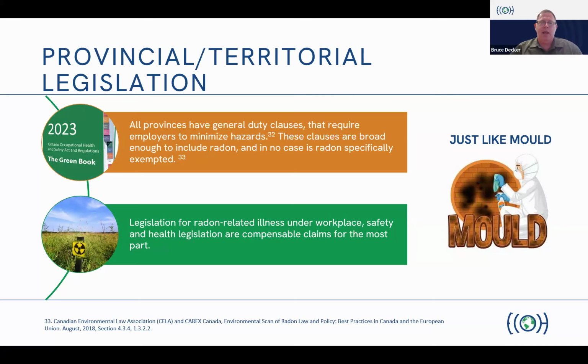Now, those are the same mechanisms provincially that would direct us, mandate us, or make us clean up mold. Because there's no mold regulation in Canada. There's no mold acceptable level in Canada. It's the same mechanism in legislation, right? And we wouldn't dream of not cleaning up mold. The only difference is you can see, smell, and taste mold. You can't see, smell, or taste radon, right? And for the most part, radon-induced lung cancer or radon-induced illness is a compensable claim.